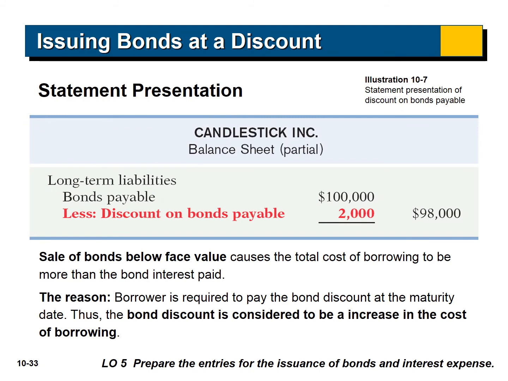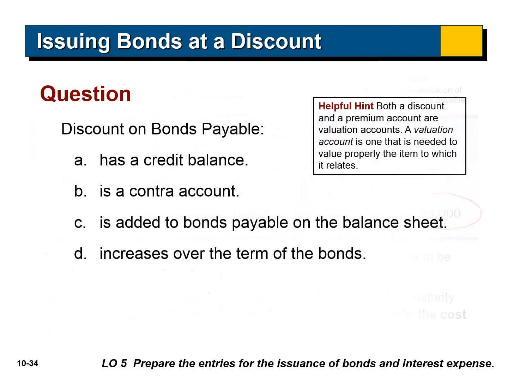And on the balance sheet, it would look like this. We take the bonds, we subtract out the discount, and we get back to that $98,000 price. Discount on bonds payable is what? It is called a contra account or a contra liability because it has the opposite balance, or it's subtracted from the account to which it relates, which is the bonds payable.